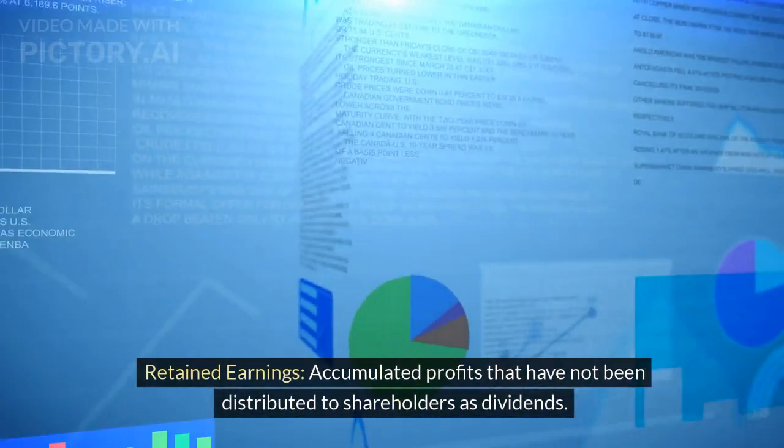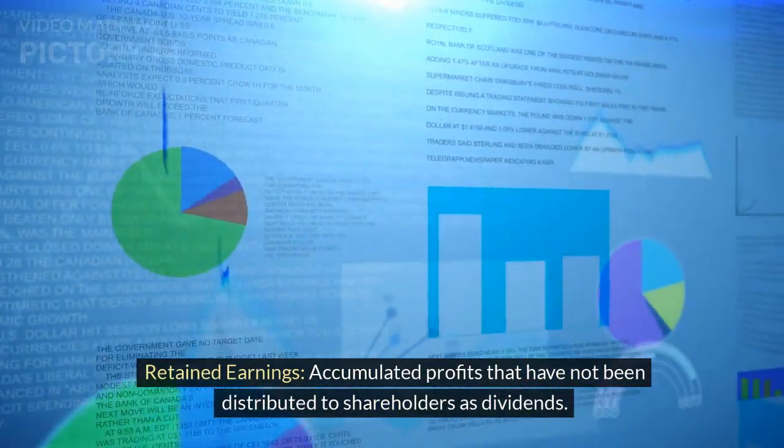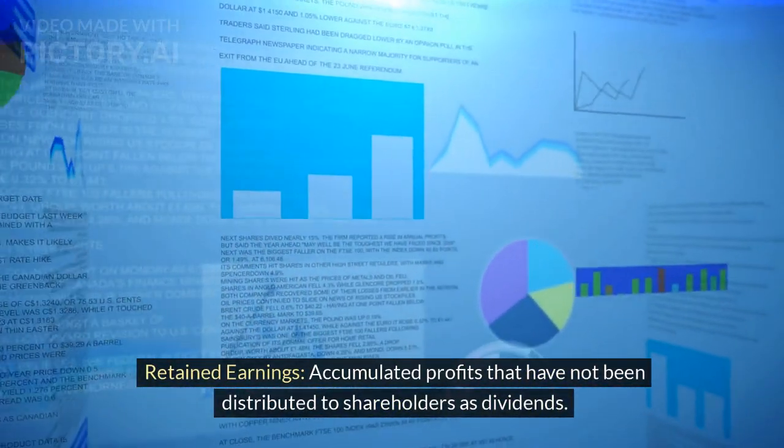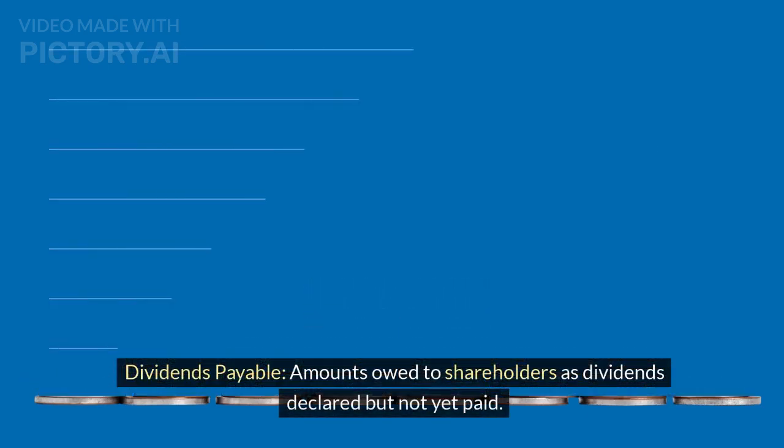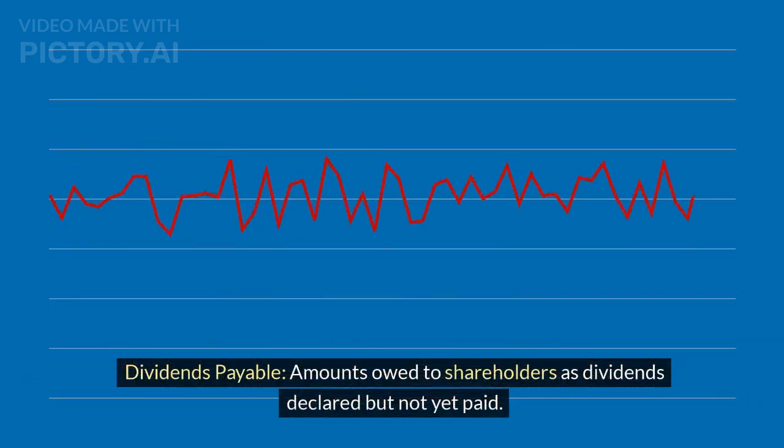Retained earnings: accumulated profits that have not been distributed to shareholders as dividends. Dividends payable: amounts owed to shareholders as dividends declared but not yet paid.